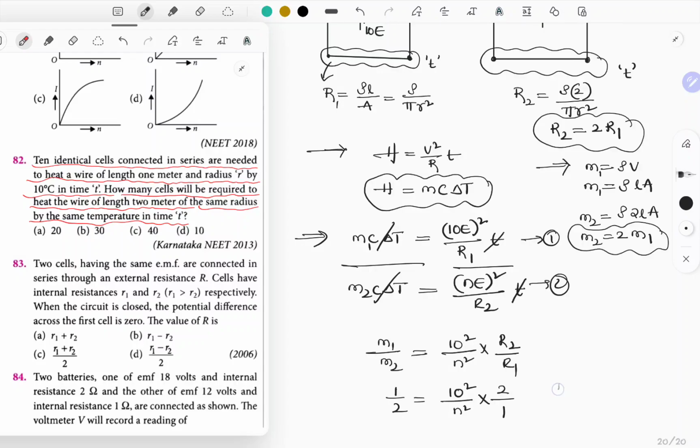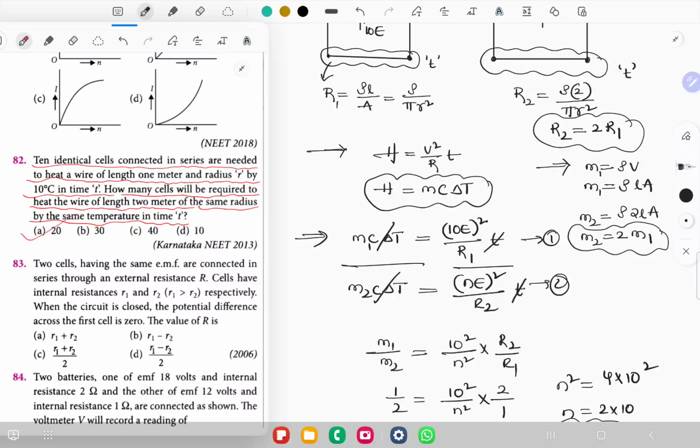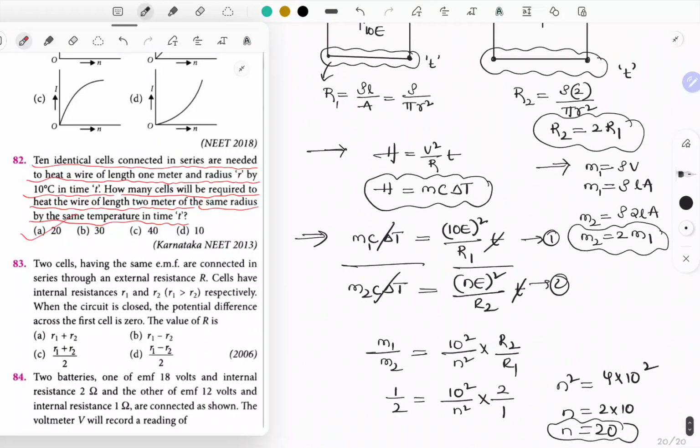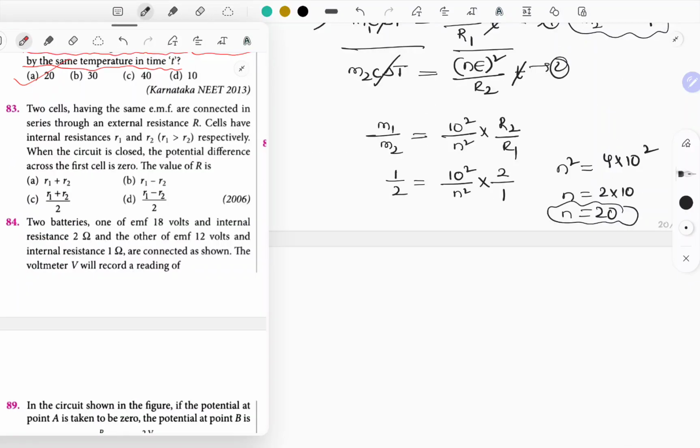Then from this, n square is equal to 4 into 10 square. Then n is equal to 2 into 10, which is equal to 20. So 20 cells must be connected in series. Which option? Option A is the correct answer for question number 82. Understood? Let's move on to the next question.